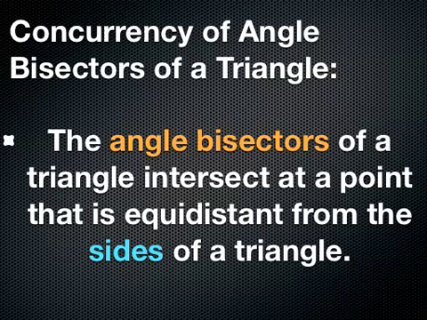Concurrency of angle bisectors of a triangle. It says the angle bisectors of a triangle intersect at a point that is equidistant from the sides of a triangle. So if you think about it, the angle bisectors' point of concurrency is going to be equidistant from the sides, and the sides' perpendicular bisectors' point of concurrency is going to be equidistant from the angles. So they're equidistant from the opposite of what they're bisecting. If they're bisecting angles, they're equidistant from the sides. If they're bisecting sides, they're equidistant from the angles.